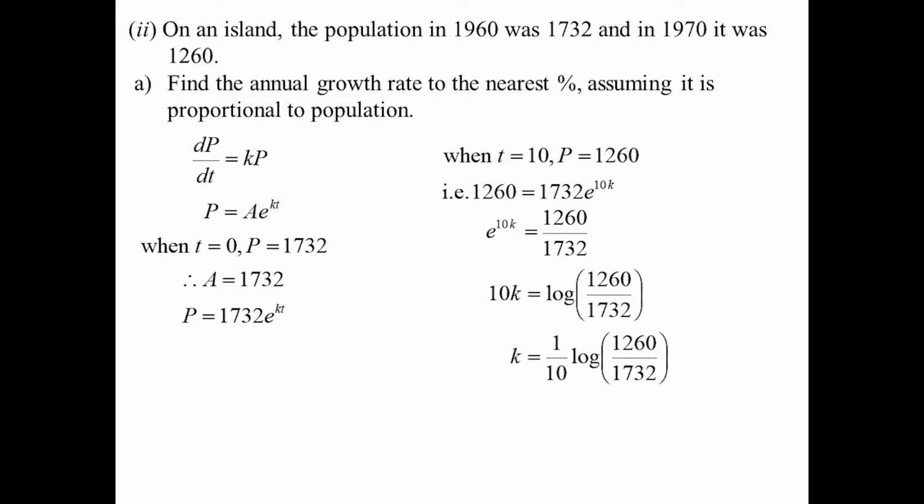Undo the exponential, we do the inverse function. Inverse to exponentials is, of course, logs. So 10k is log of that particular fraction. k will be 1/10 the log. So there's the exact value. They've said to the nearest percent. So we bung that in the calculator and we get negative 0.0318165. So roughly 3%, decaying at 3%.